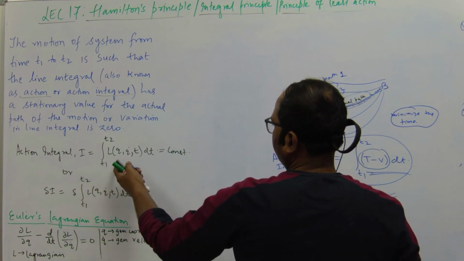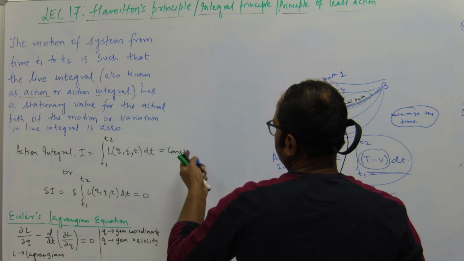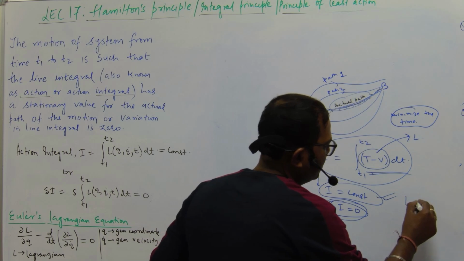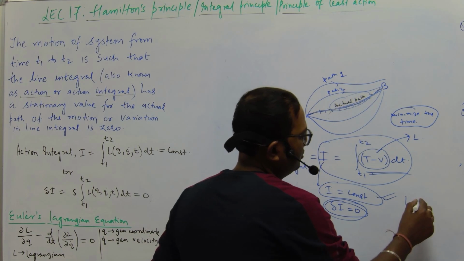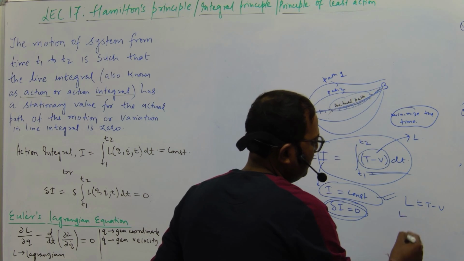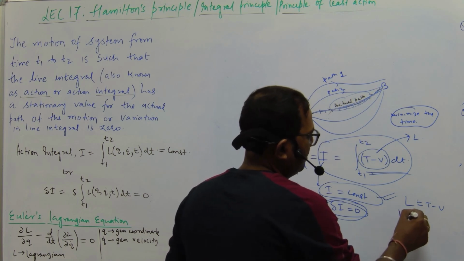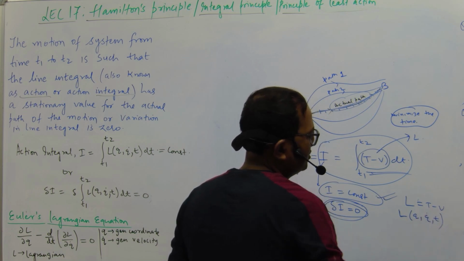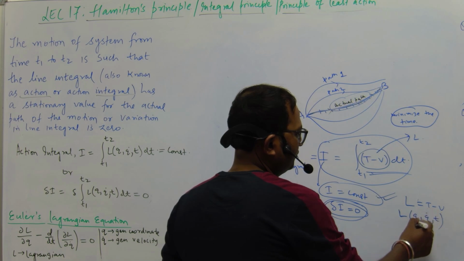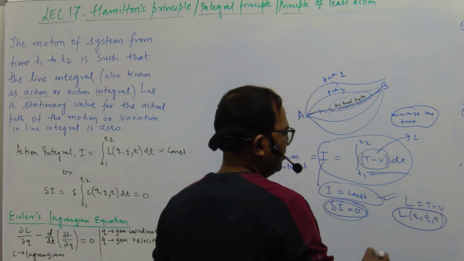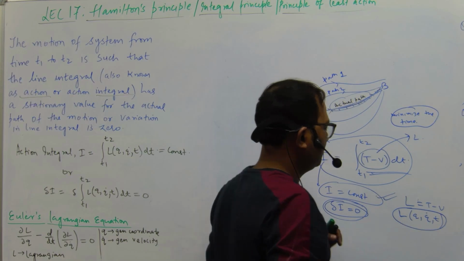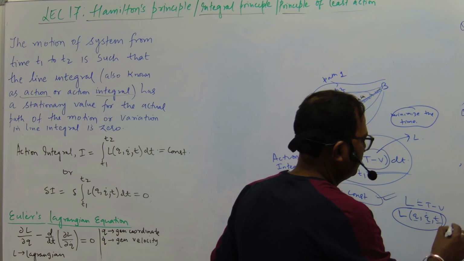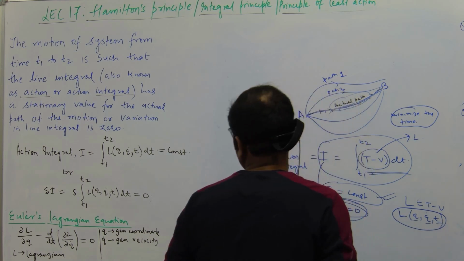The action integral is given by I equal to the integral of L dt, which is constant. So this is basically L, and we can represent L as T minus V. L consists of our generalized coordinates and generalized velocities, and sometimes time also. This is basically our Lagrangian. So L is equal to T minus V. L can be represented in terms of the generalized coordinate, generalized velocity, and sometimes time also. This is our Lagrangian.